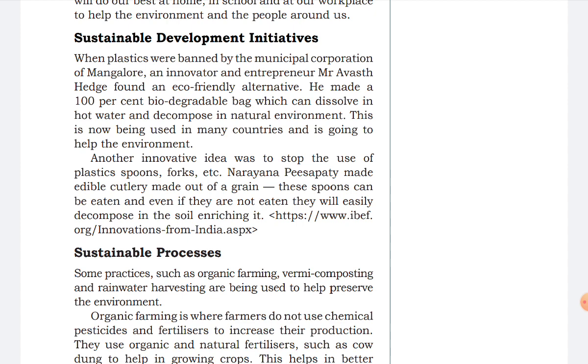Another innovative idea was to stop the use of plastic spoons, forks, etc. Narayana Pisapati made edible cutlery out of a grain. These spoons can be eaten, and even if they are not eaten, they will easily decompose in soil, enriching it.